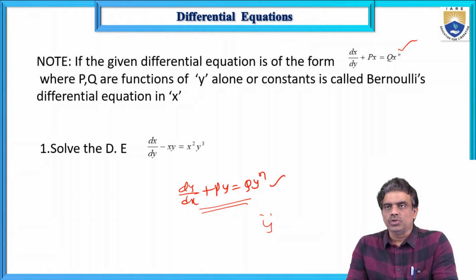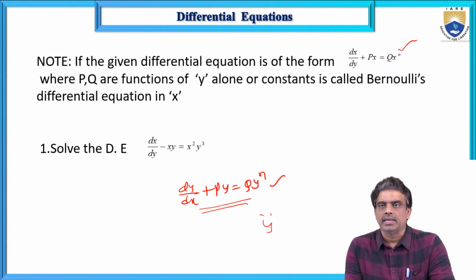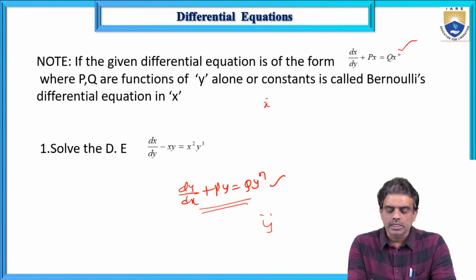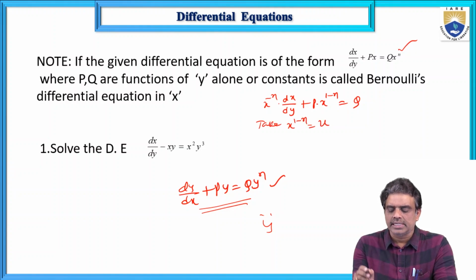So what is the general solution? To find the solution, we apply the same approach. First divide by x power n. Then what will we get? X power minus n dx by dy plus p x power 1 minus n is equal to q. Now take x power 1 minus n as some other variable u.